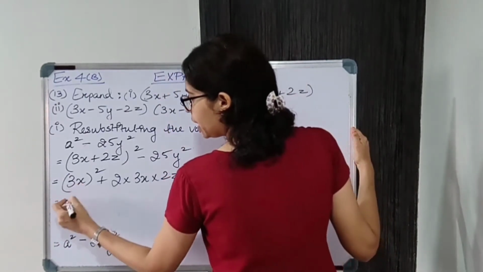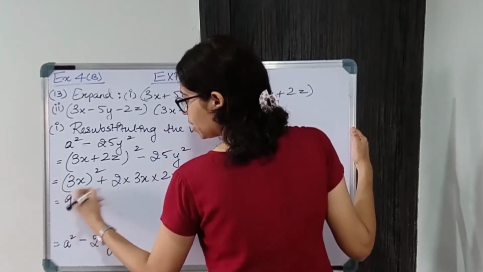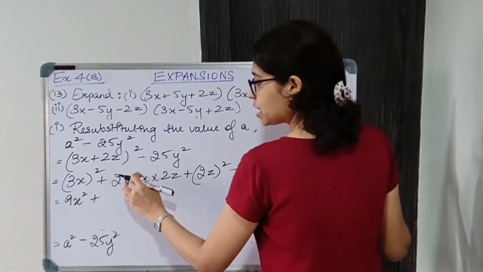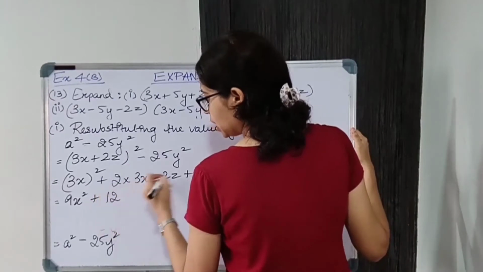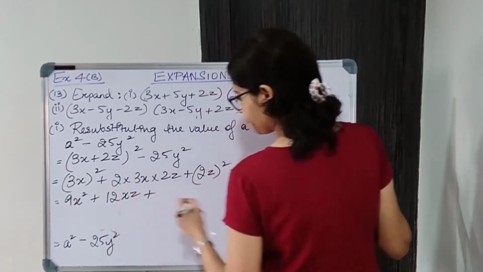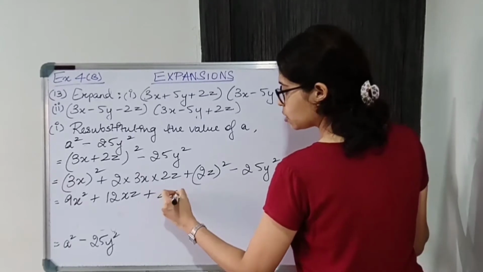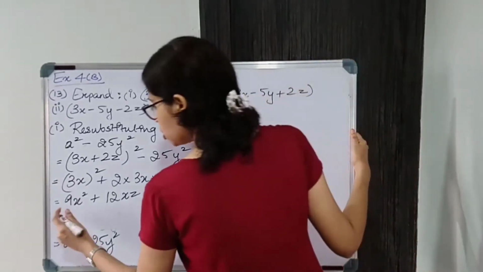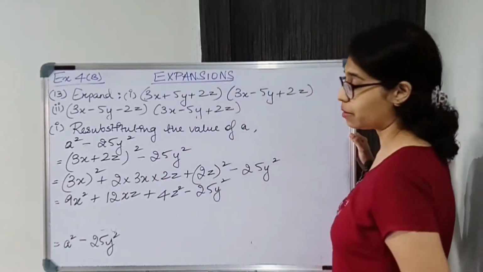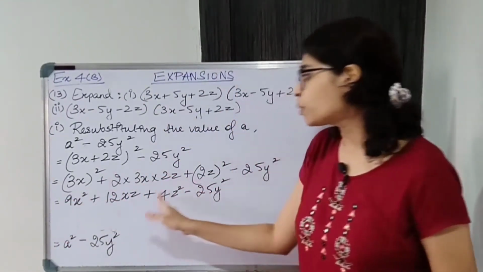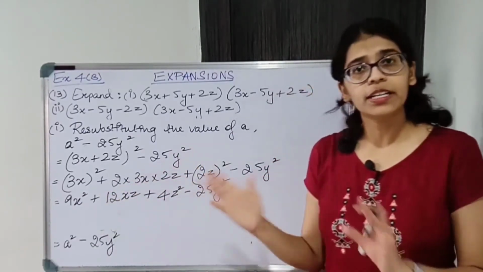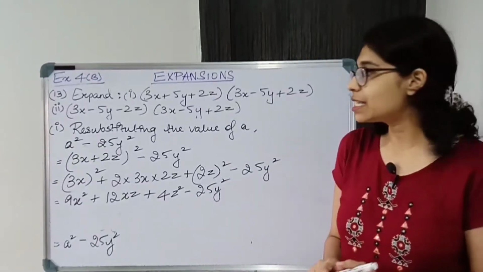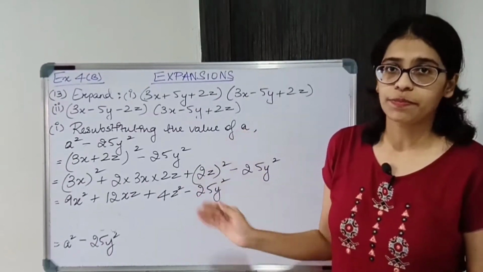So this will give 3 square 9, x square x square. Multiply the numbers here first. 2 3s are 6, 6 2s are 12, and xz. 2 square 4, z square z square, minus 25y square. So this is the answer. You can group x square, y square and z square and then write this. It does not matter in any form, this is correct. So this is the answer of the question.